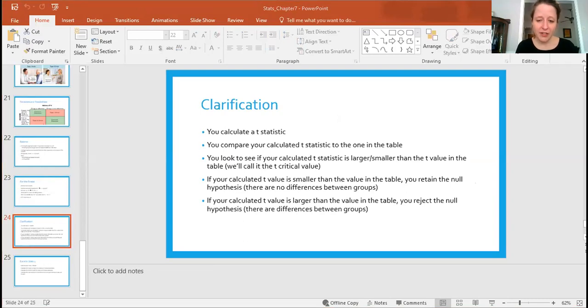One of the questions, as you had mentioned, was how much bigger does the t that you obtain or calculate have to be compared to the critical value? And like we said, it's just kind of an all or nothing. As long as the one that you calculated is larger than the one that you get from the table, then you reject the null and say that there are significant differences between the groups. If the one that you calculate is smaller than the one from the table, then you retain the null or support the null.